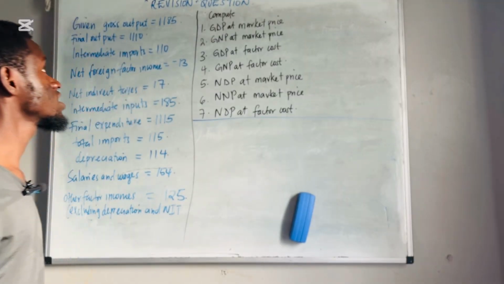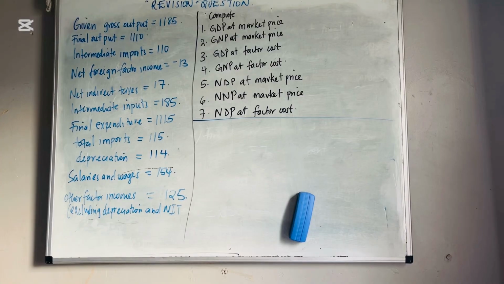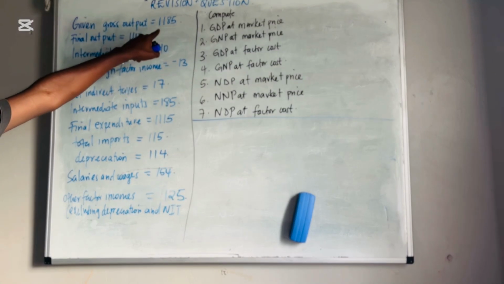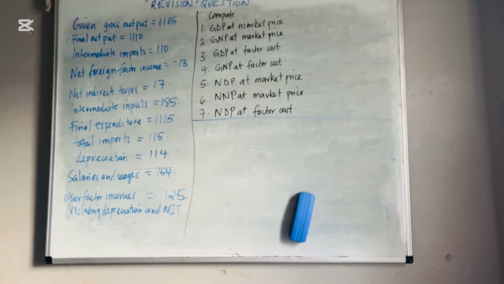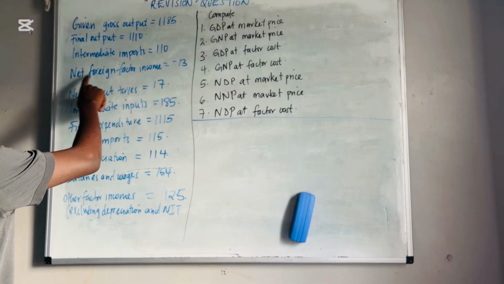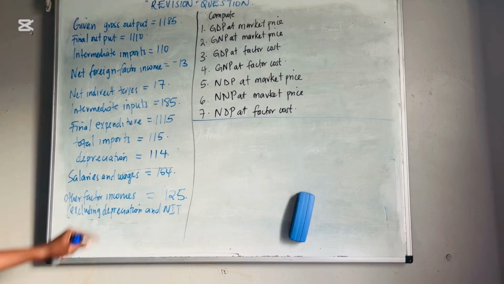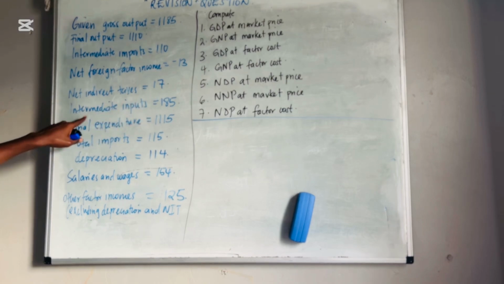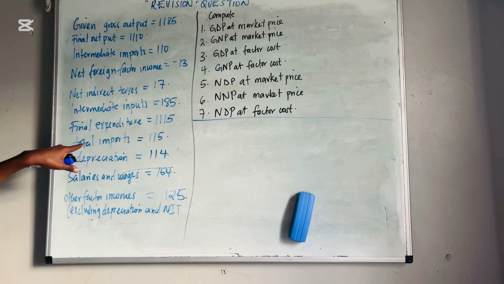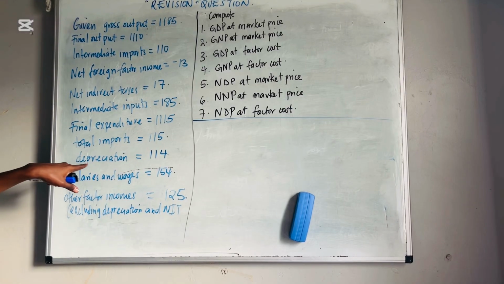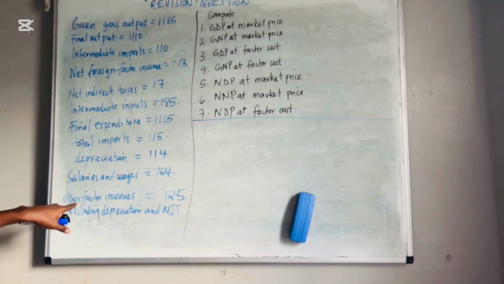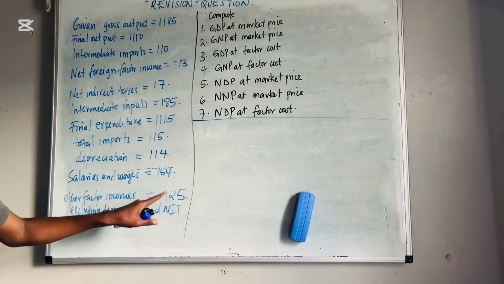Now, members, today let's have a question about national accounting. Given that the gross output is 1185, final output 110, intermediate inputs is 110, net foreign factor income is negative 13, net indirect taxes is 17, the intermediate inputs is 185, final expenditure is 115, total inputs is 115, and then depreciation is 114, and then wages. Other factor incomes excluding depreciation is 125.